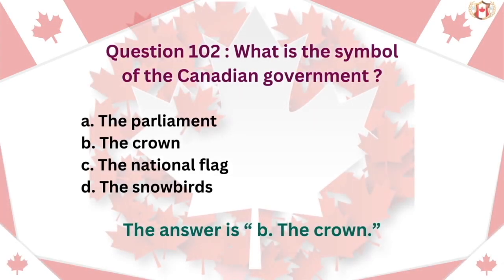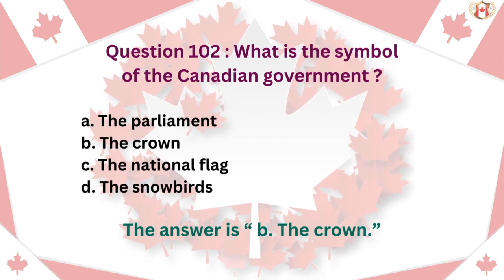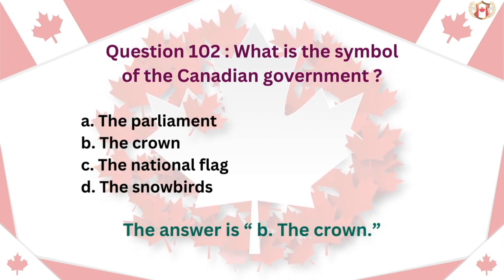Question 102. What is the symbol of the Canadian government? A. The Parliament. B. The Crown. C. The national flag. D. The snowbirds. The answer is B. The Crown.